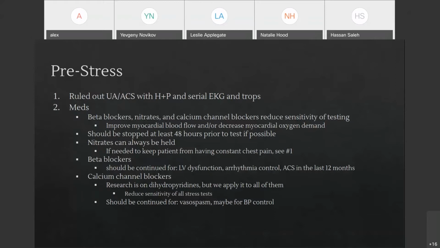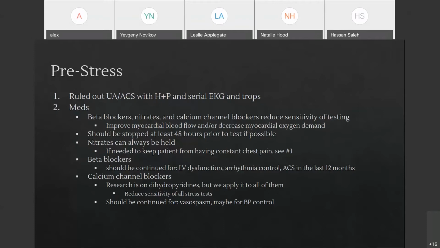So I kind of go through them here in groups. But beta blockers, nitrates, and calcium channel blockers, which are our big anti-anginal meds, they reduce the sensitivity of our stress tests, but they can be continued under appropriate circumstances. They improve myocardial blood flow or they decrease myocardial oxygen demand just based on their mechanisms. That's why they decrease the sensitivity of our stress tests, because we're trying to increase myocardial oxygen demand so that we can see if somebody has ischemia.